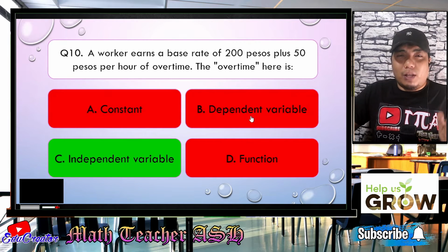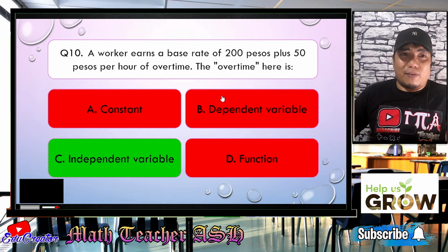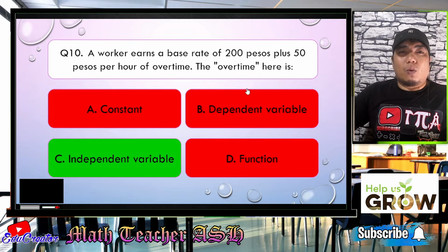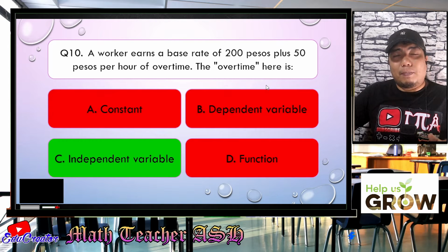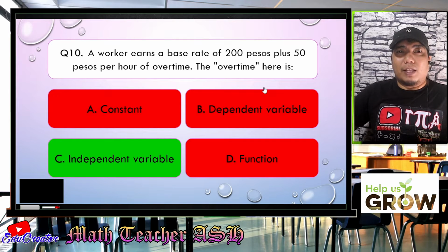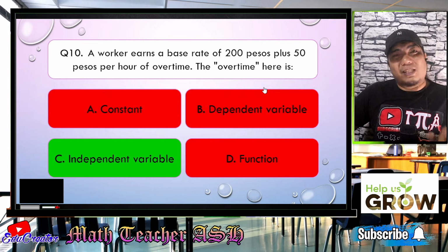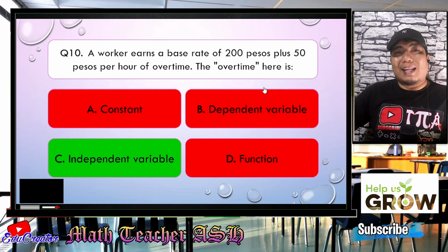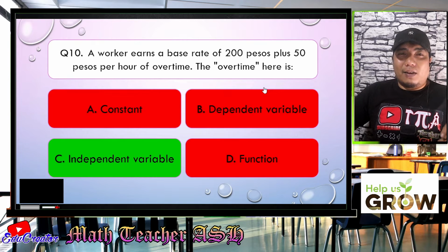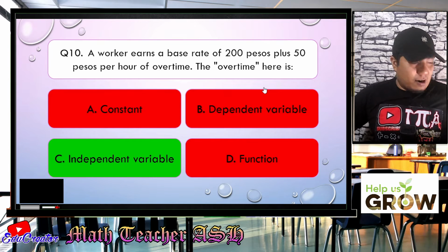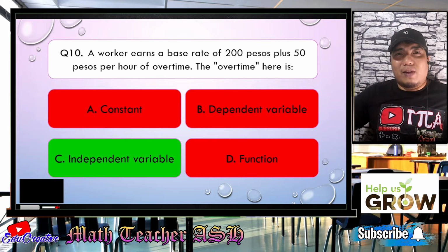Now, if we wanted to make this a function, then f of x is equal to 50x plus 200, where 200 is the constant for his rate, and the 50 pesos depends on the number of x hours he will be working. So the x there is the overtime, and that x is what we call the independent variable. Easy, right? Very easy, my dear math learners.